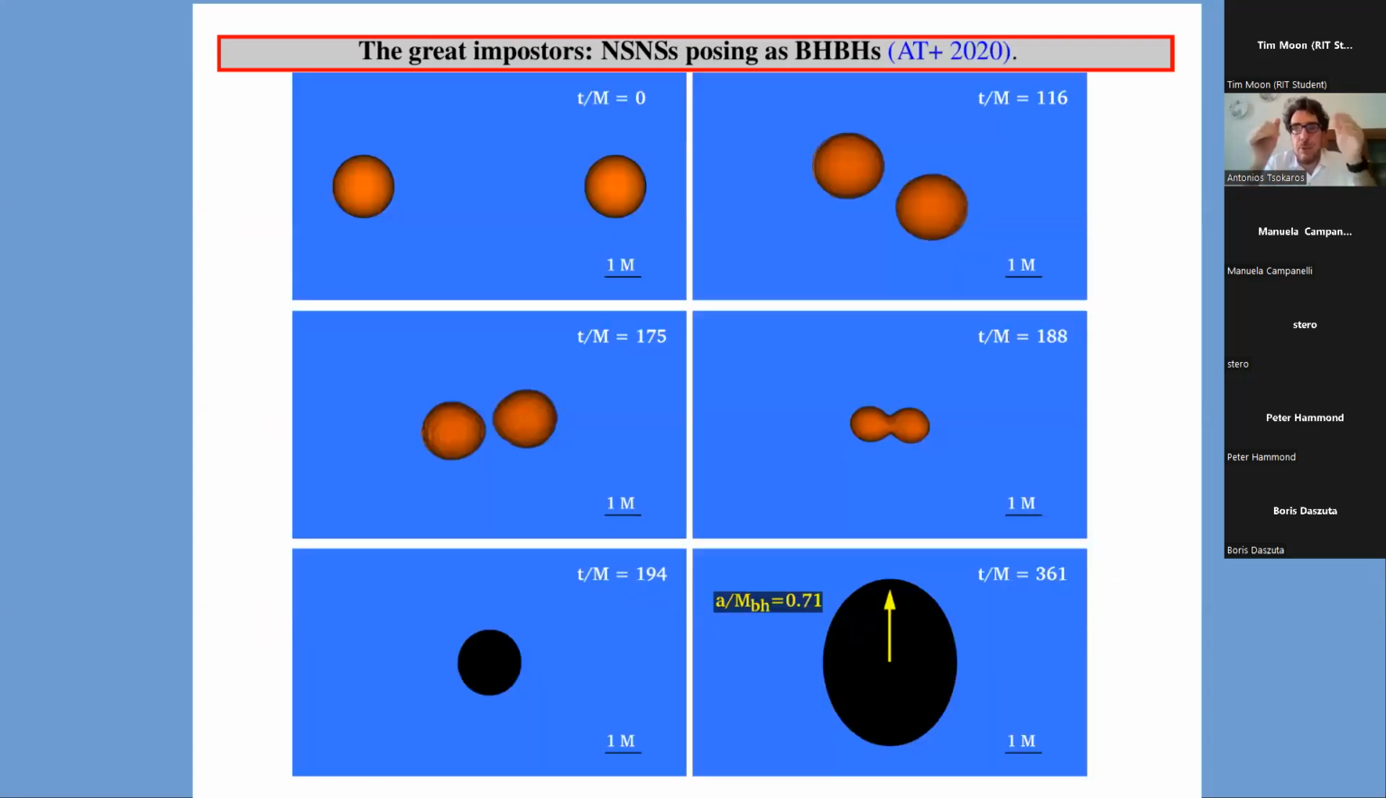Now, if you let this system evolve, although the radii of the stars are very reasonable, around 10 kilometers, and the distance between them is 80 kilometers, they just merge in 3 orbits. And because of their high masses, as soon as they touch, they create a black hole, which rings down into a Kerr black hole.